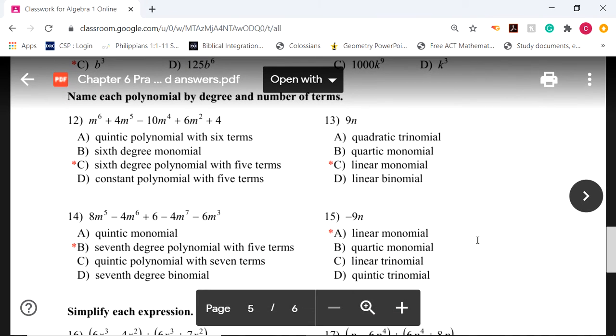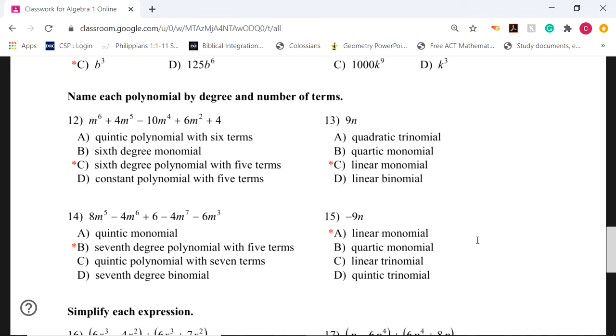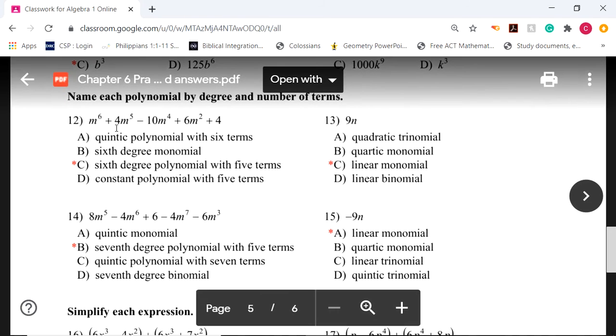So it'd be 6th degree if it's 6th, 5th degree if it's 5th. I'm sorry, not 5th. 5th is quintic. 6th degree if it's 6th, and so higher. So 7th degree, 8th degree, 9th degree. So of course this is a 6th degree. And then you count how many terms there are. There's 1, 2, 3, 4, 5 terms.